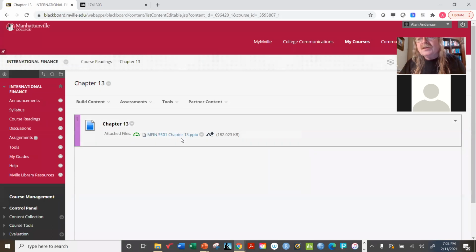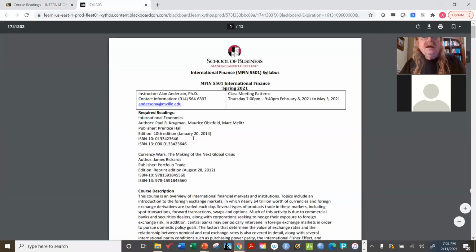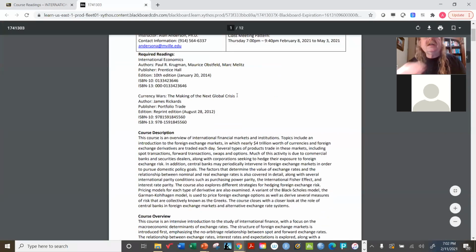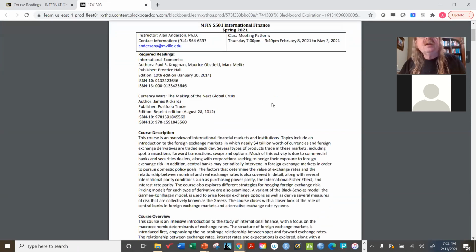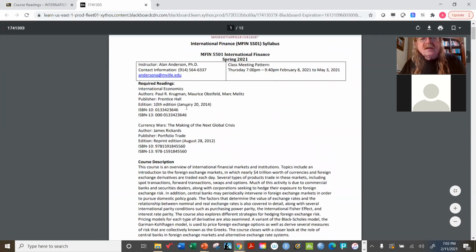Now, you might wonder why we're starting with chapter 13. Well, because the book that we're using, which is right here, International Economics by Krugman, Obstfeld, and Melitz, is actually a 2-part book, which is pretty normal for international economics. The first half is usually dedicated to international trade, and the second half is usually where we see international finance. And so this book is no exception. It starts with trade, and then the second half is finance. Now, as far as I know, we're still at the 10th edition.